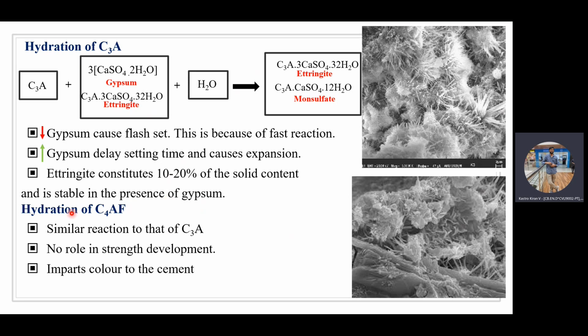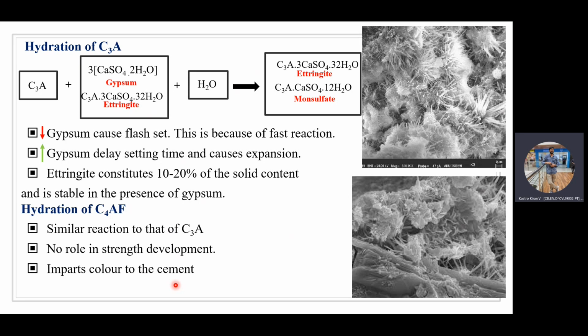Then the hydration of C4AF is almost similar to the C3A compound, but as I said earlier, it does not play any role in the strength development. The major role of C4AF is to impart the gray color to the cement. Whatever gray color that you are seeing in the cement is because of the hydration of the C4AF compound.